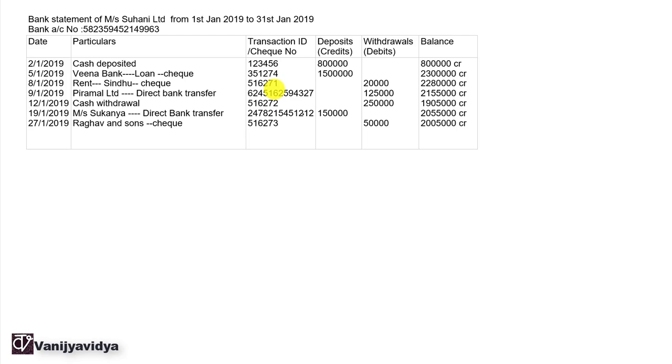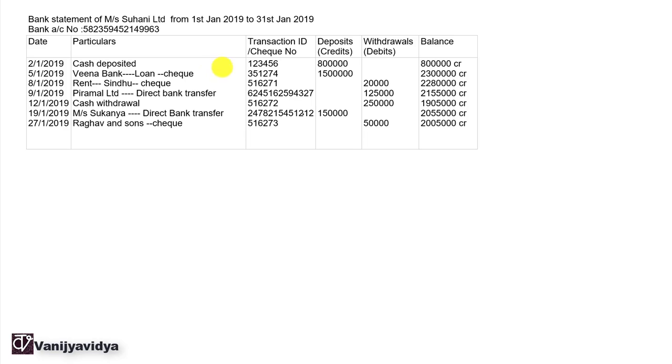Now since we have issued a check, we are making a payment through bank. So from the point of view of bank, the liability has reduced. So they have debited our account by 20,000 and the balance gets reduced to 22,80,000. So this is how the bank statement looks like.